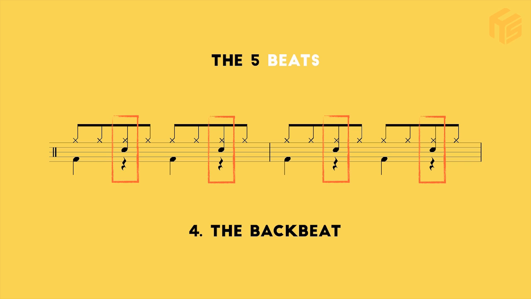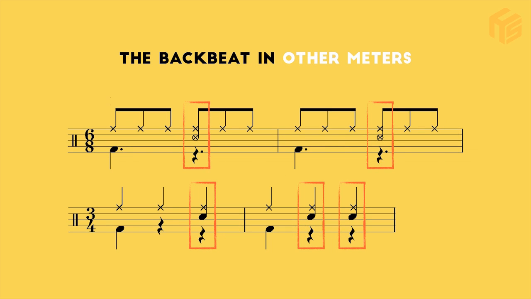Where exactly your backbeats fall is also dependent on your meter. In a 6/8, the backbeat will fall on the 4. In a 3/4, it'll fall on the 2 and the 3, or just on the 3, and so on.